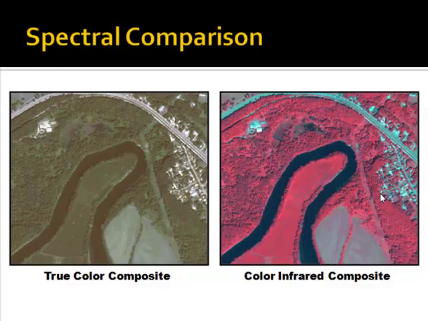Spectral comparison here, over on the left, looking at a true color composite. So this is natural color, what you'd see if you were looking out of the window of a plane. Over on the right we have a color infrared composite. Although a true color composite is more familiar to us, if you look at the color infrared composite, it's much easier to pick out that red wetland feature just north of the Winooski River.